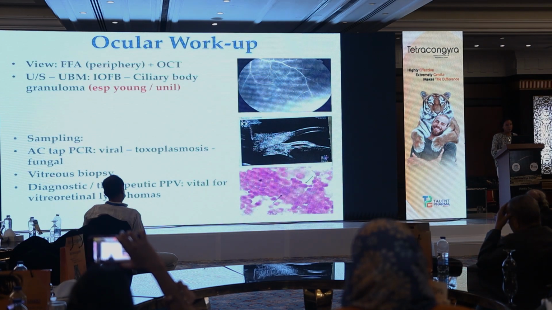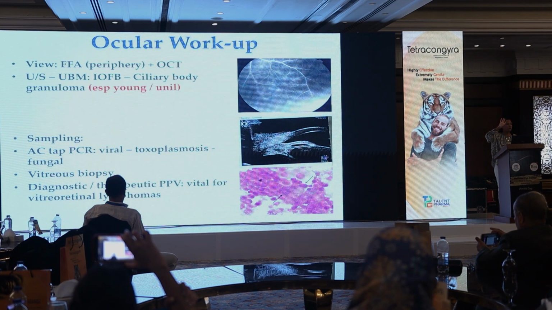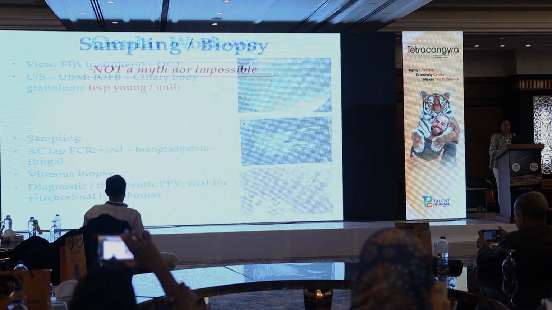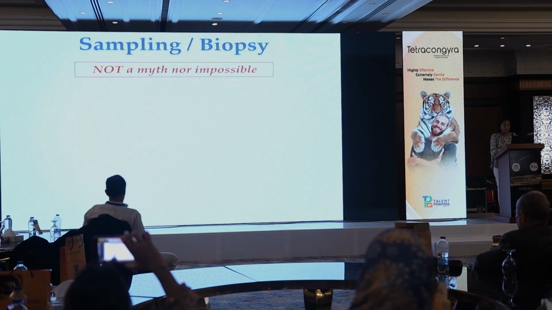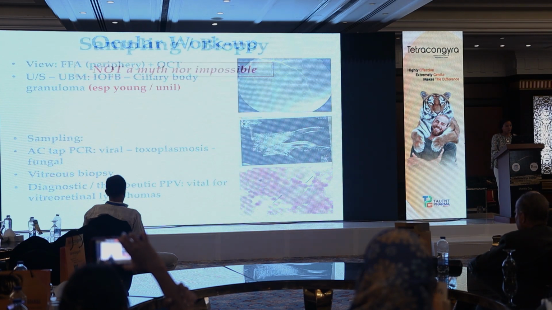Regarding sampling, the AC tap PCR, I'm a very huge fan of the AC tap, and now we have PCR available for viral, toxoplasmosis, and fungal. This is very useful in cases when you have very dense vitritis and you cannot have a view of the posterior fundus, and you're suspecting the presence of something white or fuzzy in the back. And then finally, of course, with the diagnostic sampling for vitreoretinal lymphoma, we take it with an undiluted core biopsy, and I think this will be good.